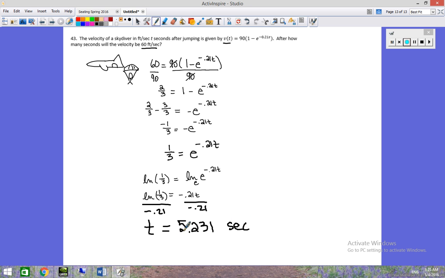So in just a little more than 5 seconds after you jump out of the plane, the skydiver is traveling at 60 feet per second, not 60 miles per hour or per second. You do have to pay attention to the unit, 60 feet per second.